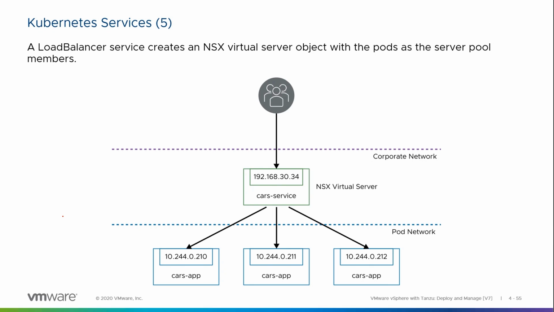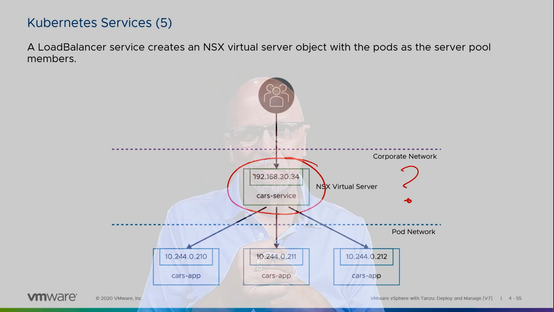So to answer the question, how did we do this before? We defined a service here. That service was of type load balancer, and when the NCP plugin saw that, it went over and created the corresponding object in NSX-T.